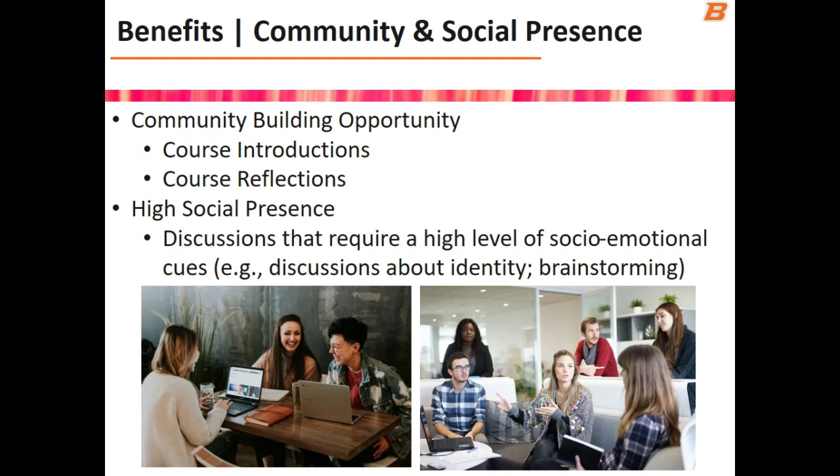But what I think is really good for is that high-level social presence. I defined social presence earlier as the tasks that require high-level socio-emotional communication, where you need to see someone's facial expressions, where you need to hear the timbre of their voice and get that nuance that visual and oral communication provides.